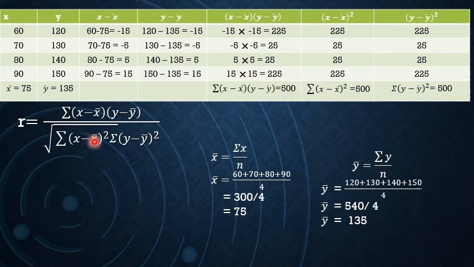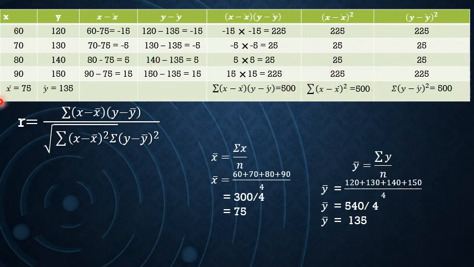Same way x minus x bar square. So you have to do 15 into 15, that is 225. Same way y minus y bar square. So this one is 15 into 15. So you will get all this, and you have to write x minus x bar. This summation we have done, that is 500. Same way here also 500, here also 500. Why is it coming? Because there is a perfect correlation.